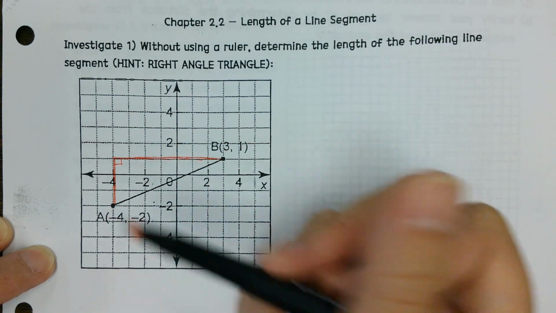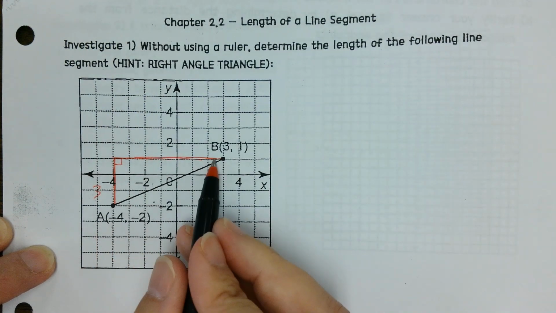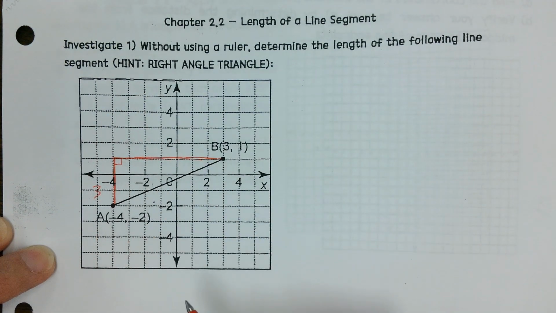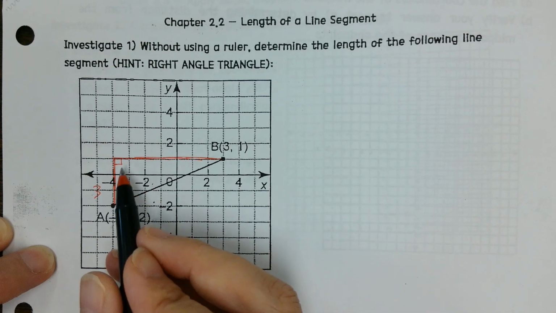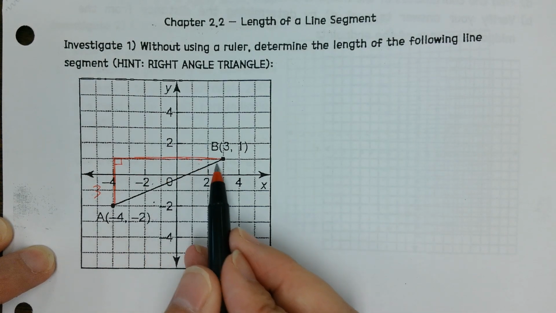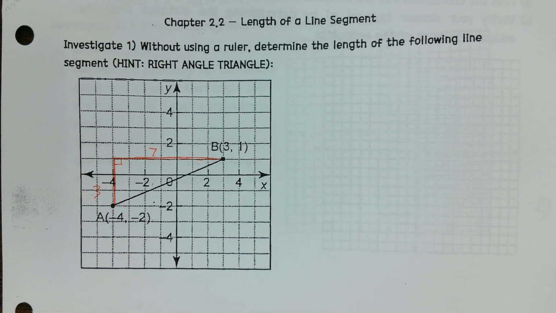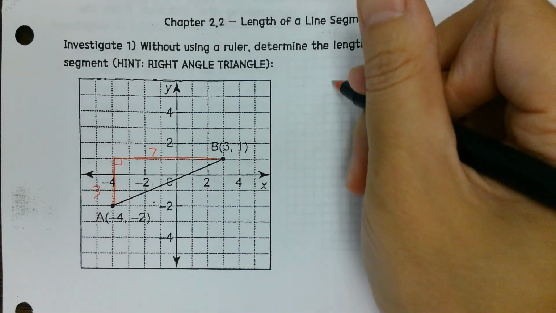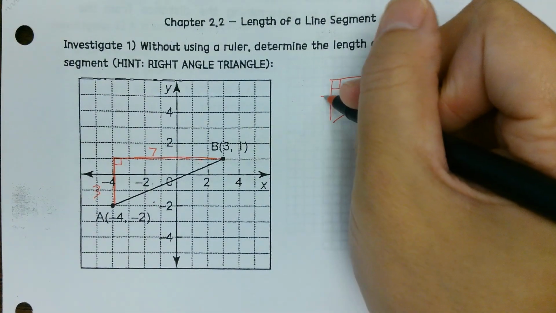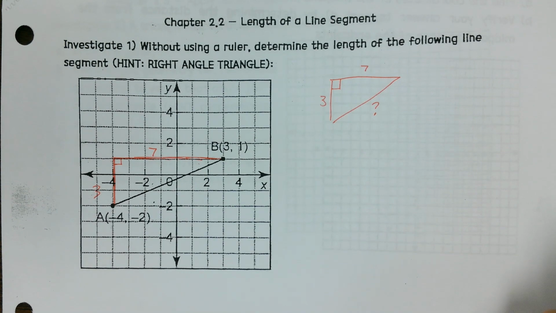Yep, 3. 1, 2, 3. What's the length of this side? Ivy? 2, 3. 1, 2, 3, 4, 5, 6, 7. Yeah, that's right. All right, think back to grade 8. If I give you a triangle that looks like this and tell you this is 3, this is 7, and ask you to find this, you know how to find it.